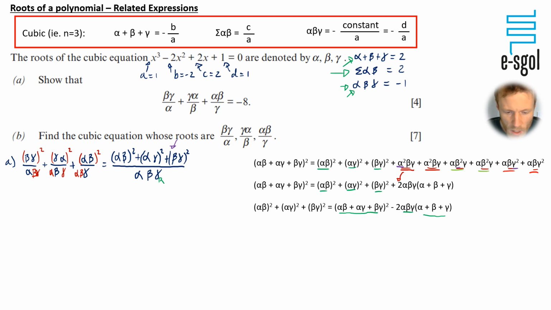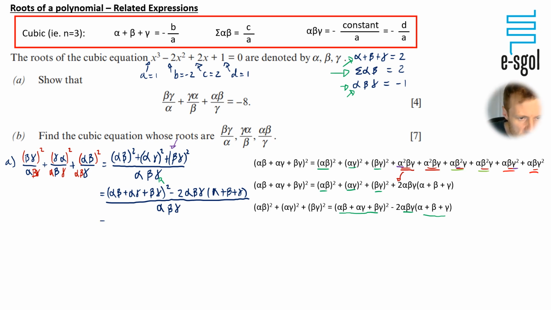So we will put this in. So this numerator now, I can rewrite it as alpha beta plus alpha gamma plus beta gamma, all squared, minus 2 alpha beta gamma times alpha plus beta plus gamma. And we've still got the denominator alpha beta gamma.